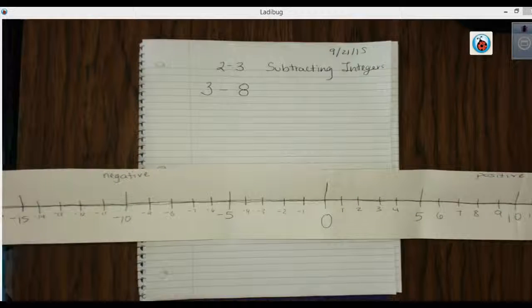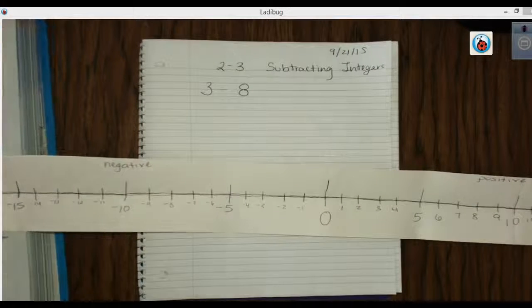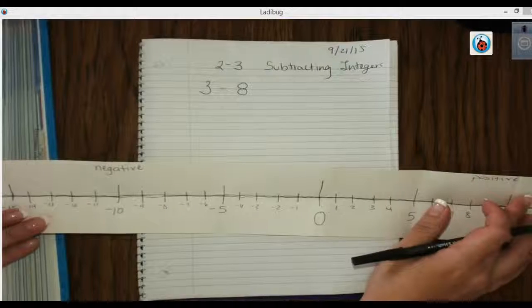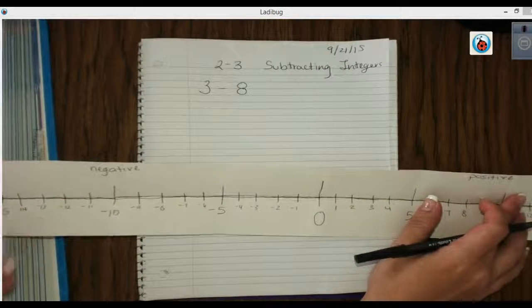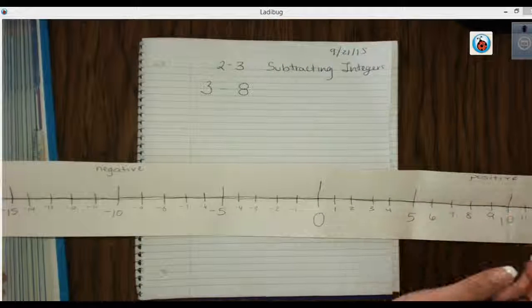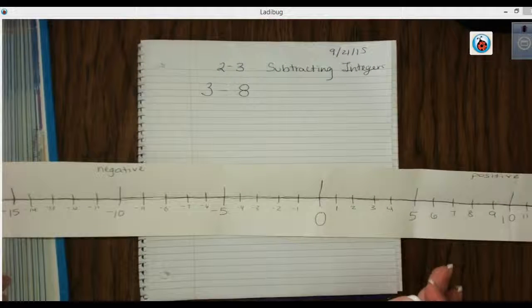Today we're going to be subtracting integers. Okay, so the past week we had been adding all the time. That's all we were doing. Today we're subtracting.